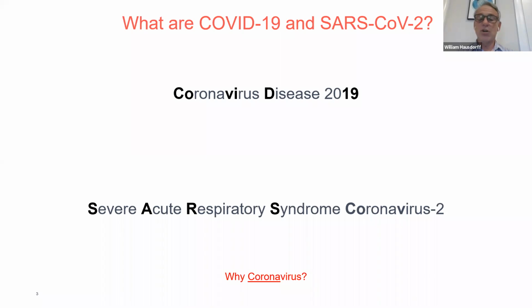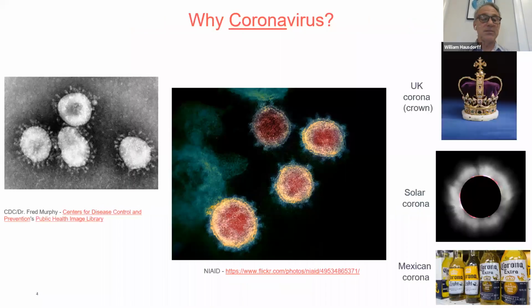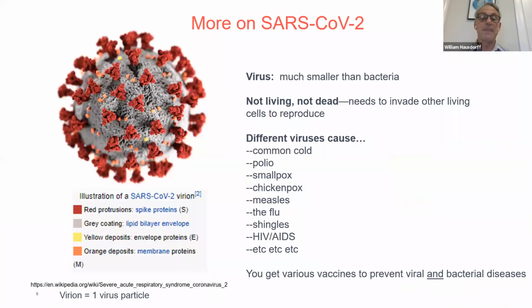So why is it called coronavirus? Well, here are some electron microscope pictures of coronaviruses. And you can see that they have these little protrusions on the outside. They're circular, and they have these little things that stick out, and it's like a crown. So you can see coronas, the UK crown, the solar corona, the Mexican crown. This is why it's called coronavirus, because it looks like a crown. And there are, again, other coronaviruses besides this particular SARS-CoV-2.